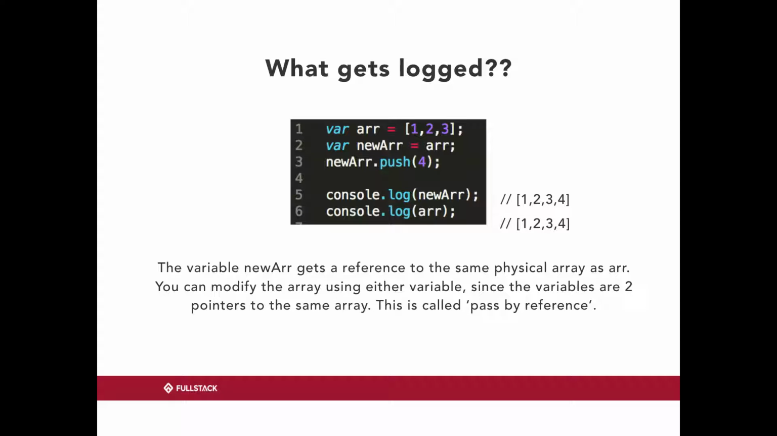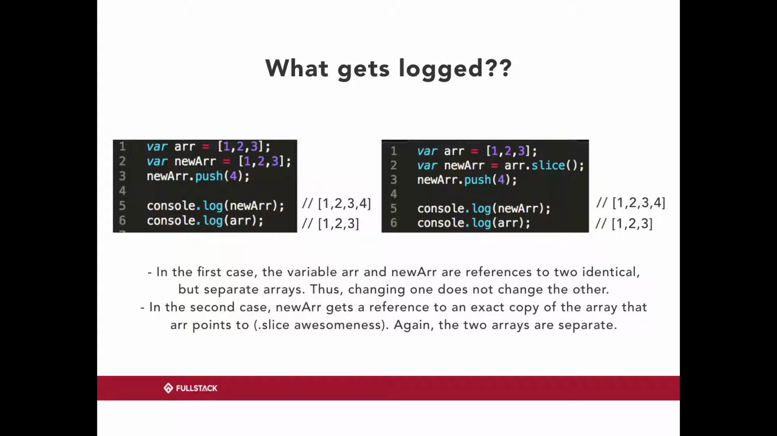Can anybody tell me why? New ARR as 1, 2, 3, 4 makes sense, we have 1, 2, 3 and we're adding a 4 to it. Why does this initial variable, ARR, change as well? Anyone? Because they're linked. Because ARR is equal to new ARR. Right. Another way to phrase it is that ARR is pointing to this array, and new ARR is also pointing to the same array. That's how they're linked. So whenever this changes, this other variable also changes. Cool.